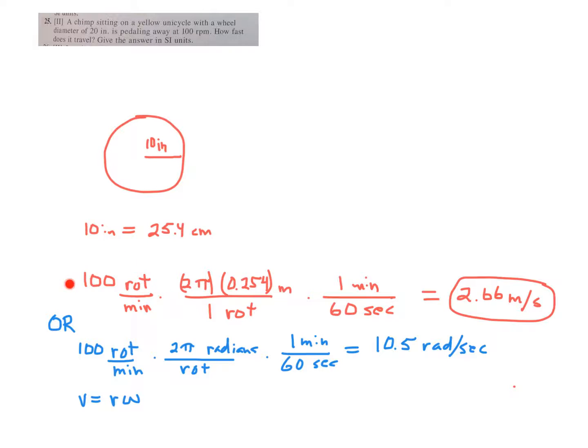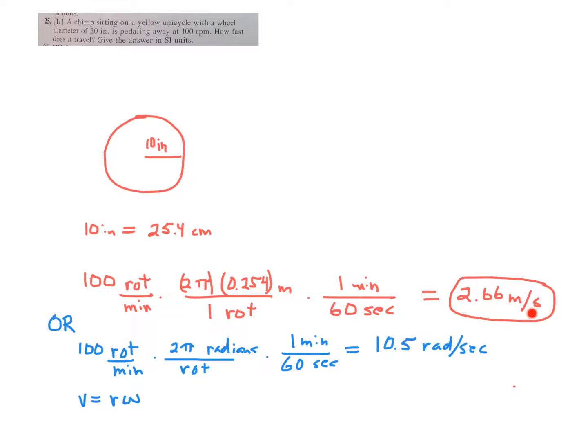If you have 100 rotations per minute, and there's one full circle in a rotation, 2 pi r, so this right here gives me one full circumference of a circle, that many meters in one rotation. That would get me to meters per minute. And then I want to convert into seconds. So 1 minute is 60 seconds. So I just did this by straight conversions.